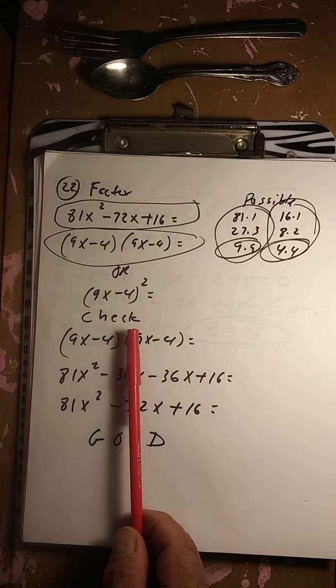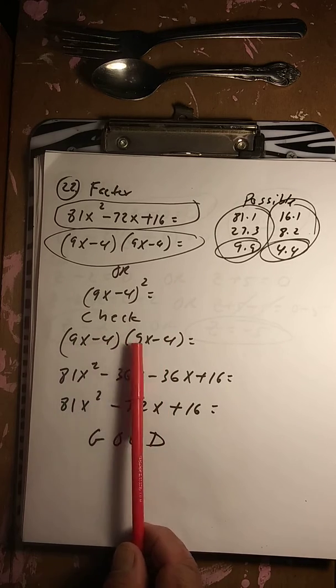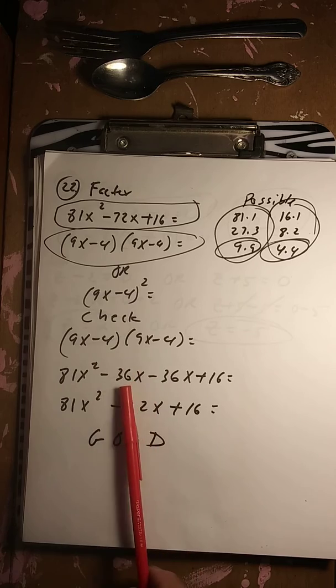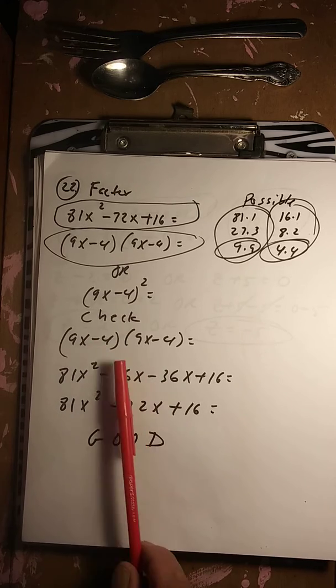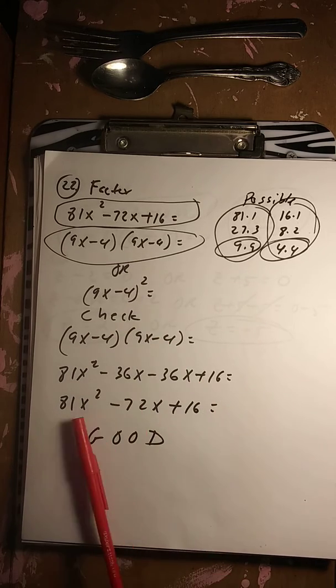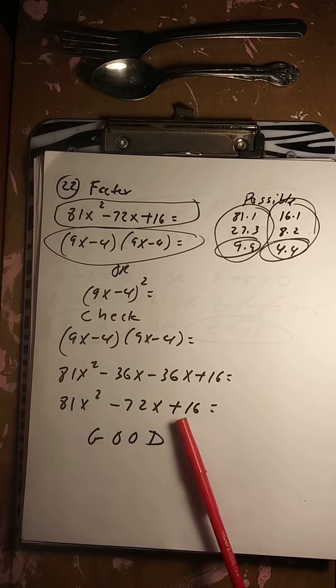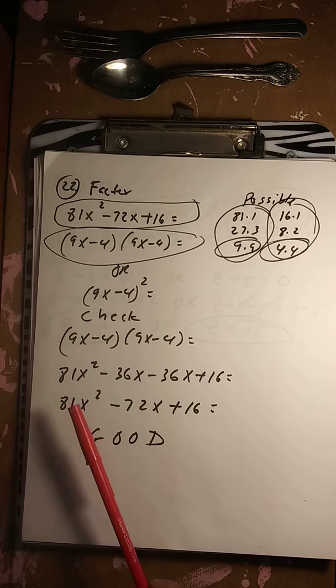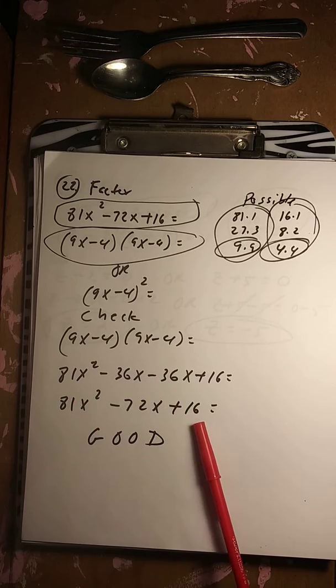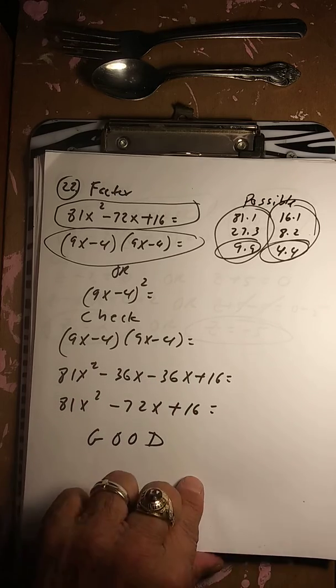And let's check it. 9 times that, 81x squared. And that's going to be negative 36. And that's going to be negative 36. And that times that is positive 16. 81x squared minus 72x plus 16. Is that correct? Yes. 81x squared matches negative 72x and 16. Good. Next one.